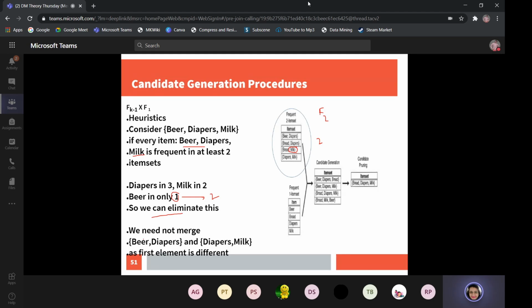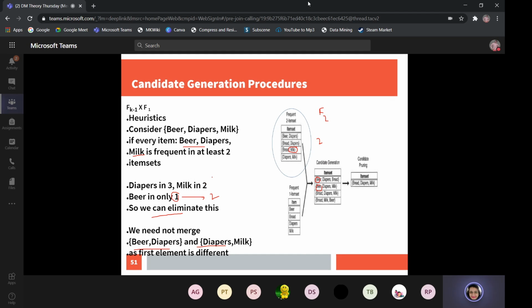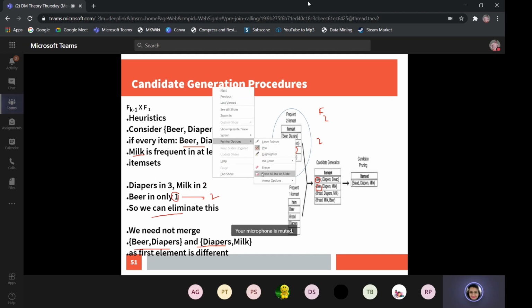So that's why we can eliminate those that have beer. The other thing is that beer, diaper and milk need not be merged because they are lexicographically different. So the heuristic to eliminate says that if you want to eliminate an item, just check whether it is in k minus 1 item sets. If it is in fewer than k minus 1 item sets, then you can prune it out because it is infrequent. So now tell me if there is a question.